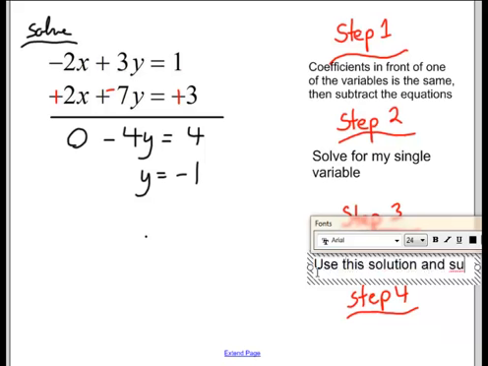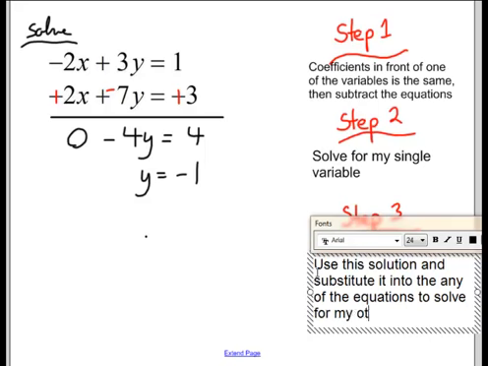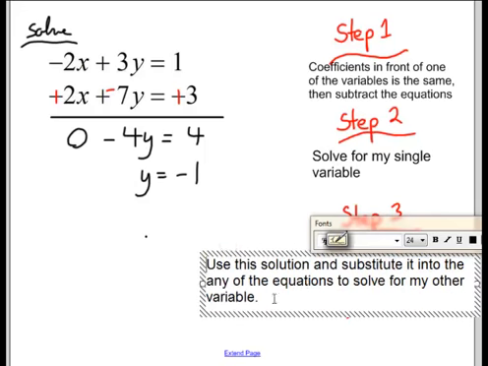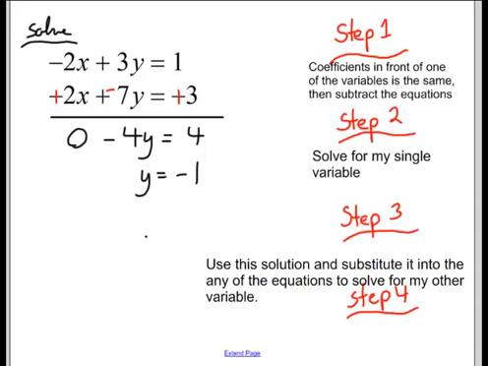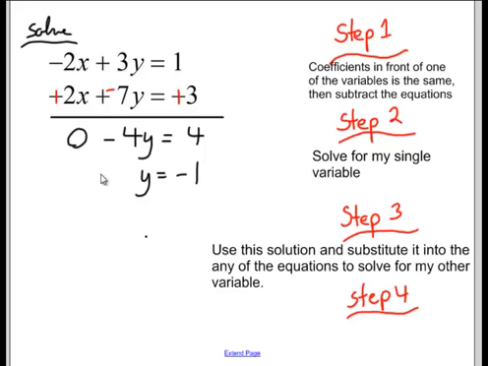and substitute it into the other equation, or into any of the equations, to solve for my other variable. Kind of wordy, but when you guys see it done, you'll be like, oh, that's pretty simple. So it's not too hard. Okay, so use this solution to solve for my other variable.